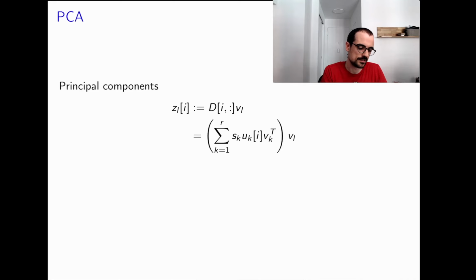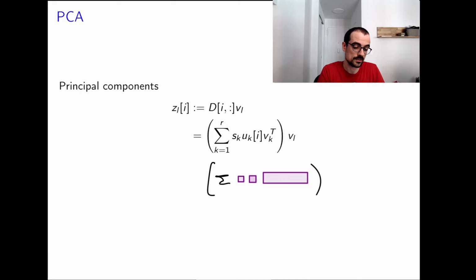maybe I'll just do it again, just to make things super clear. So we have a sum of this number, this entry of that column vector, and this right singular vector. And this gets multiplied with this eigenvector of the sample covariance matrix, which is nothing else than the Lth right singular vector.